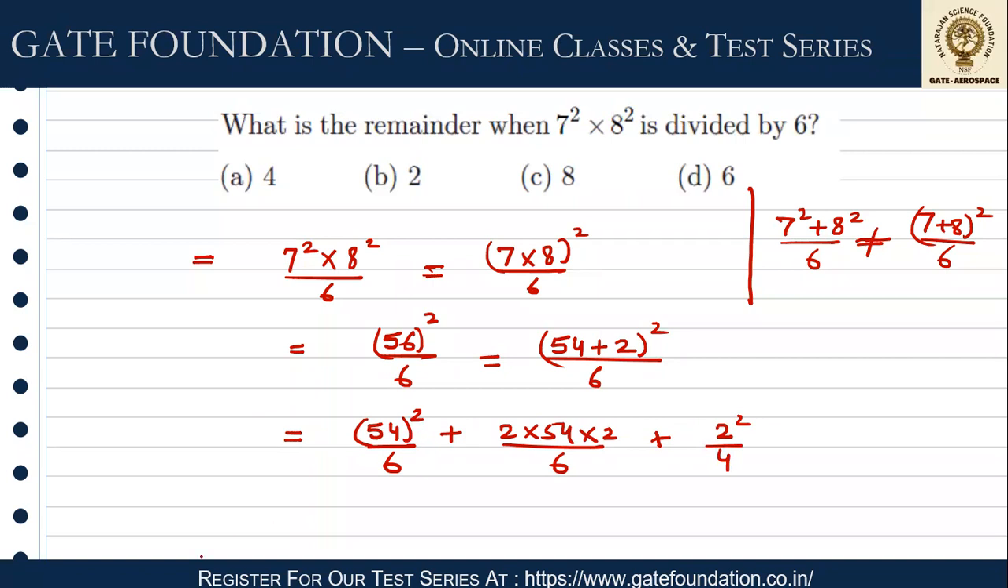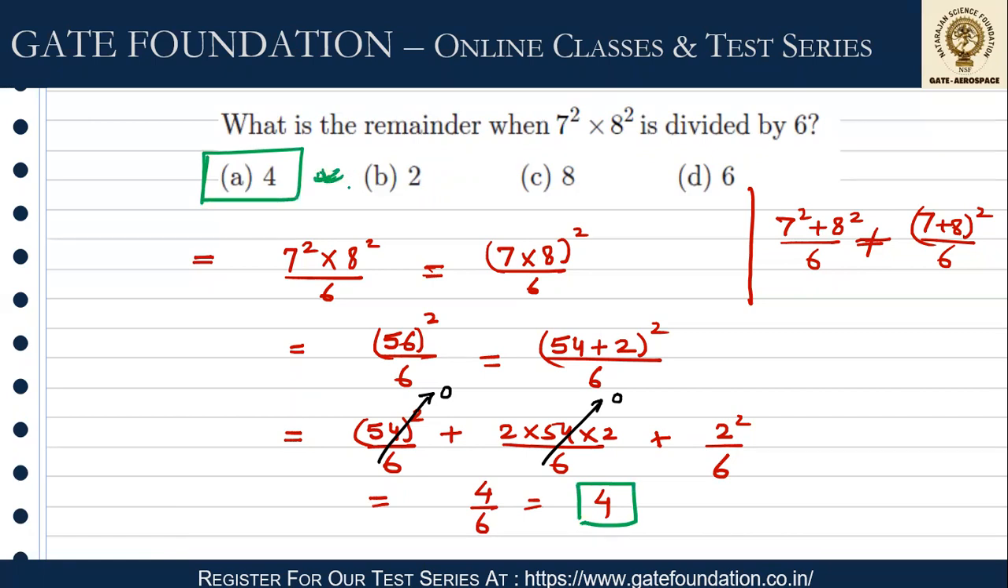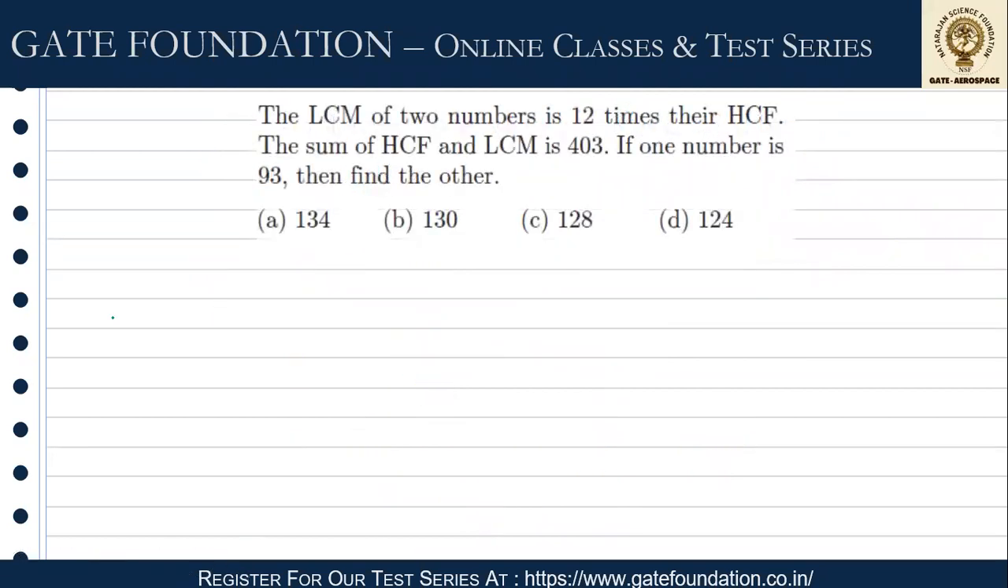Right. So over here, if I take the first term, it will be completely divisible, so I'll get 0 as a remainder. If I take the second term, it will be completely divisible because 54 is divisible by 6. The third term won't be divisible, so I need to find the remainder of the third term only, which becomes 4 by 6. If you divide 4 by 6, you'll get 4 as a remainder, which is your final answer. Yes, 4 is the correct answer. Try this one.